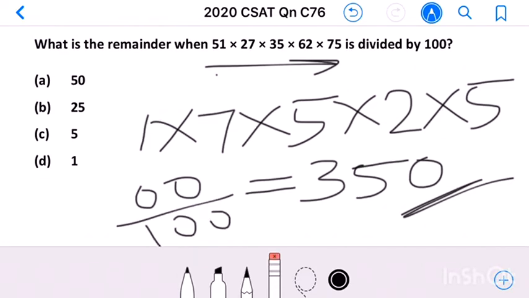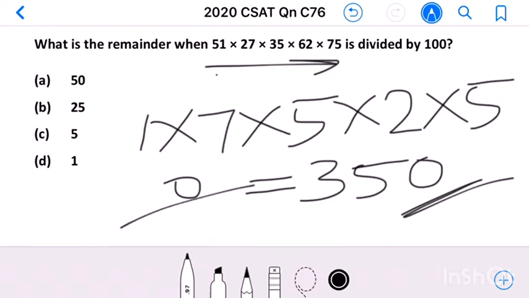If there is only 1 zero, then when dividing by 100, the remainder also will have a 0 at the end. So in the given options, only option A has a 0 at the end. So our answer is option A, 50.